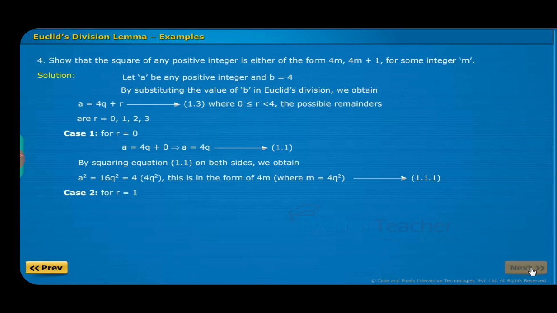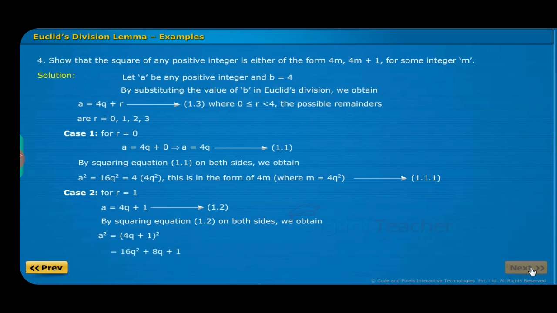Case 2 for r equal to 1. a is equal to 4q plus 1. By squaring equation 1.2 on both sides, we obtain a square is equal to 4q plus 1 whole square, which is equal to 16q square plus 8q plus 1, which is in turn equal to 4 into 4q square plus 2q, plus 1.